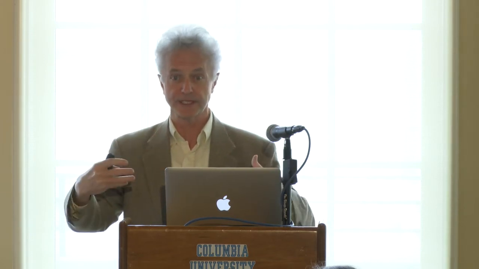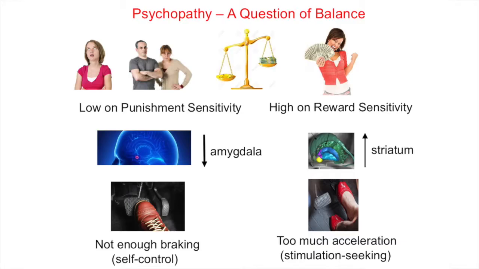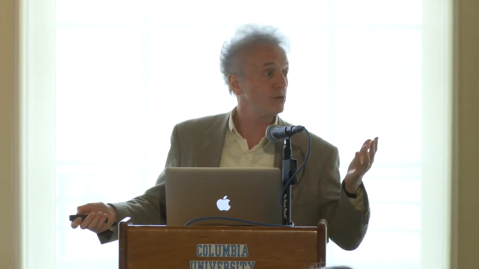So in trying to summarize very crudely the brain basis in part to psychopathy, I'd sort of try and summarize it in this way for this audience. It's really a bit of a question of balance here. On the one hand, some kids, some adolescents are not well socialized because they are low on sensitivity to punishments. Think of it as they don't have their foot on the brake in life. They don't have that self-control. And we think that is in part predicated by those impairments I've showed you to the amygdala.